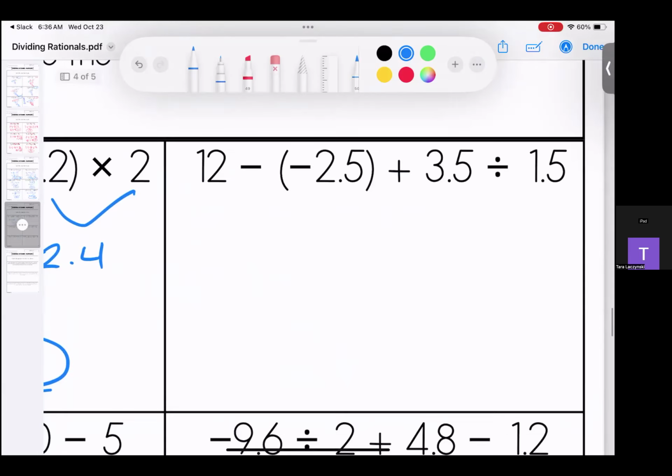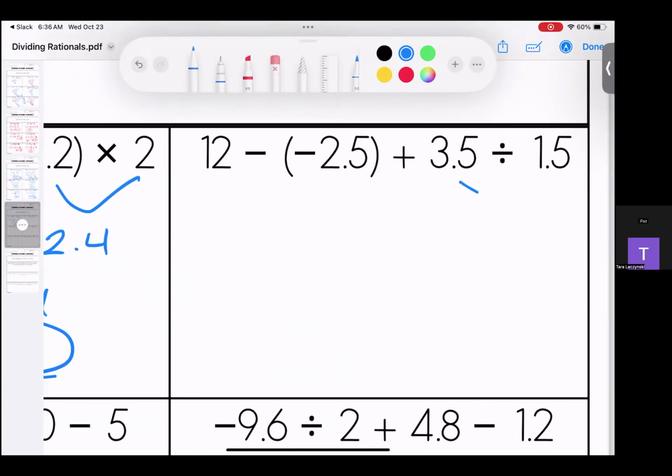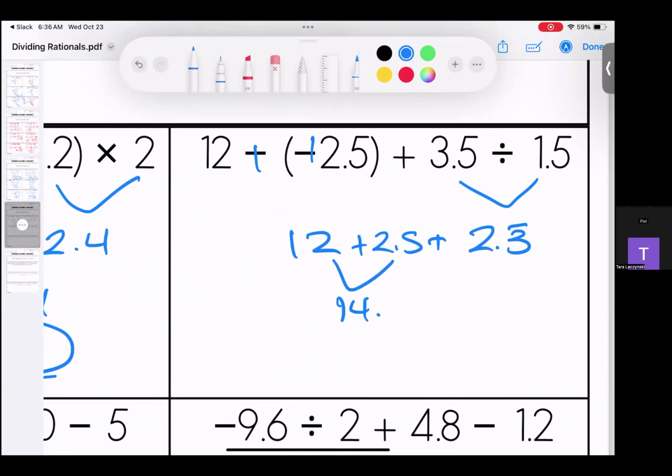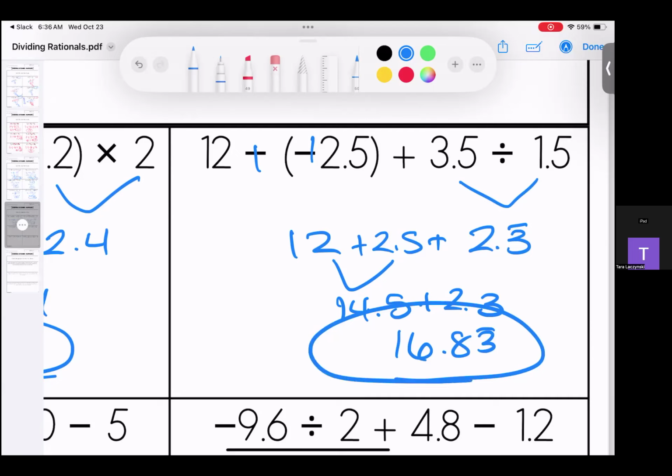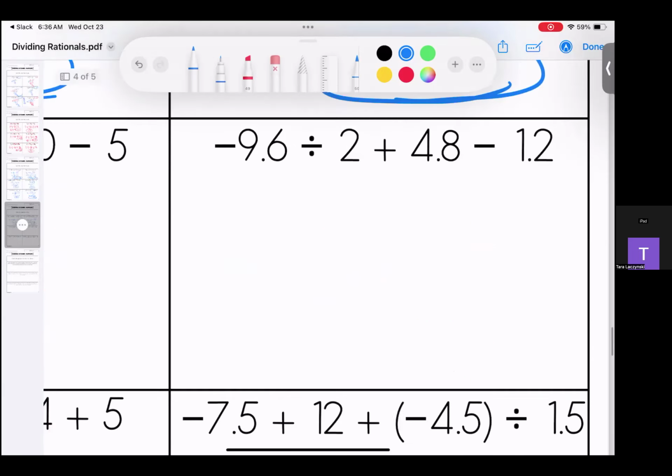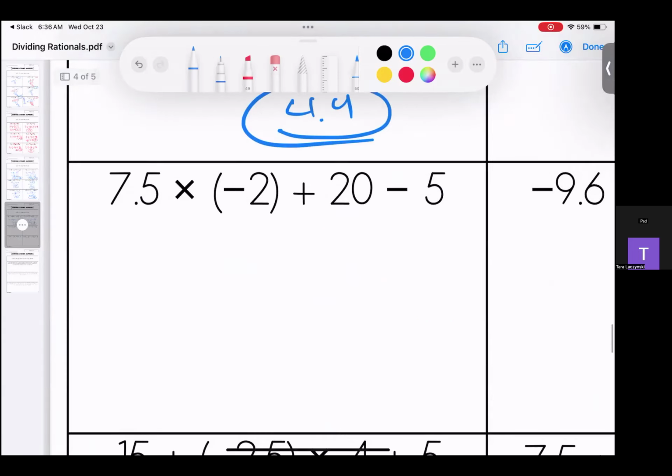The math is mathing. Back here, when we divide this, we get 2.3. That decimal keeps repeating until the end of time. I'm going to keep change because I can. 14.5 plus 2.3 repeating. That's going to give us 16.83 repeating. Coming downtown to the middle here.